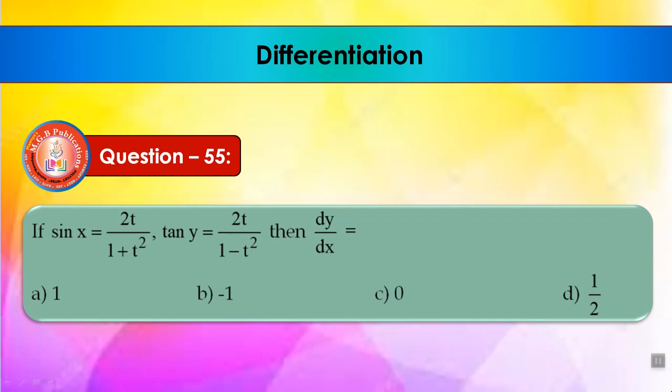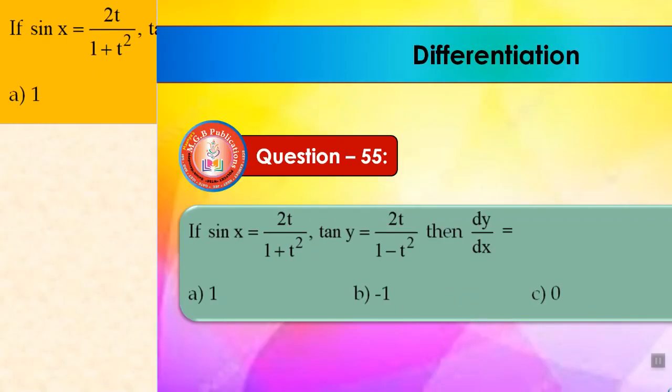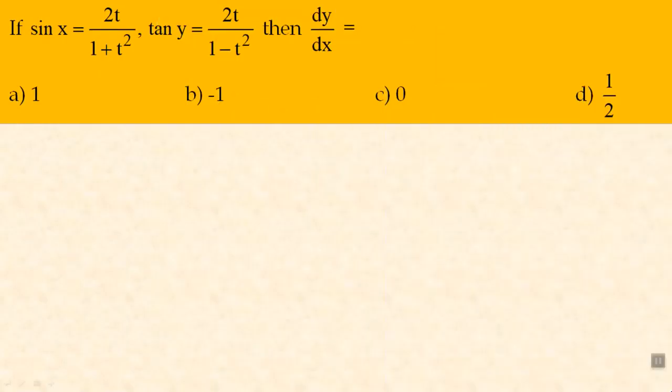Dear students, see the question number 55. Read the question and write it. The question is, if sin x is equals to 2t by 1 plus t square, tan y is equals to 2t by 1 minus t square, then dy by dx is equals to, options are 1, minus 1, 0, 1 by 2. Let us find this.